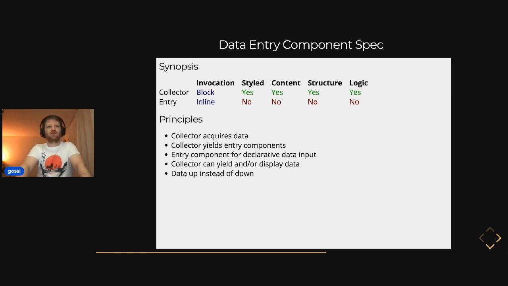And then you can use the entry components to enter data in a declarative way. And then the collector can decide whether to display the data directly or to yield the data. So inside of that, we can actually do something else. This is actually a bit inversing the data flow: it's data up instead of data down.